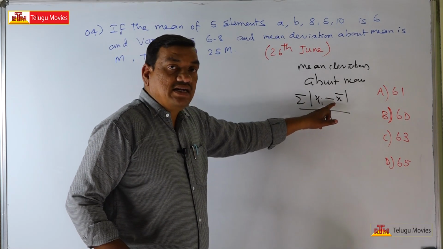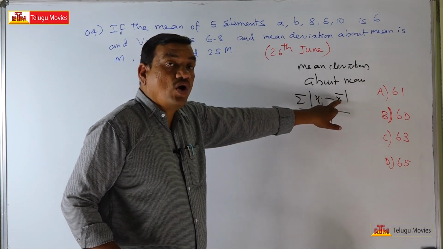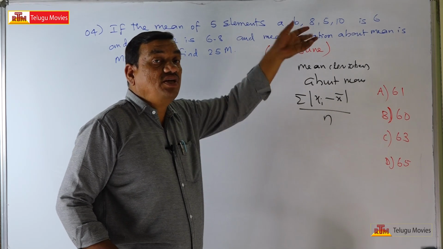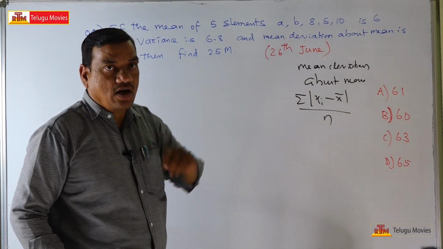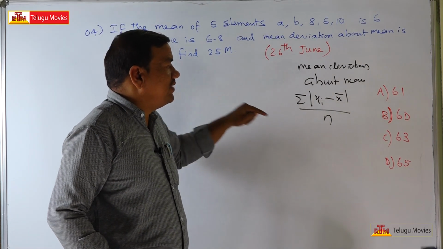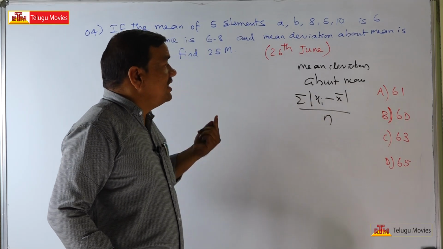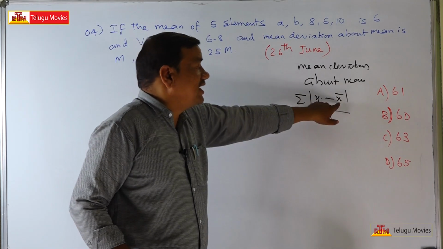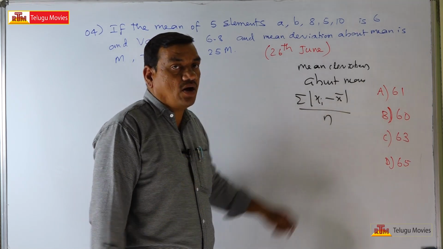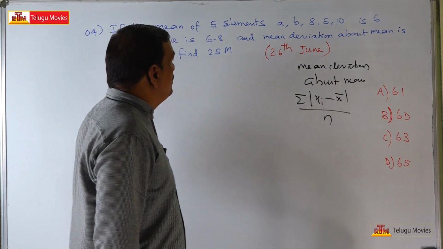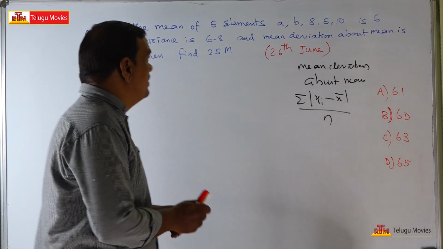Sigma (xi minus x bar) by m. First of all, you have to find out the mean of the given data. Mean deviation about mean means sigma |xi minus x bar|. If it is mean deviation about median, here you will write down the median of the data. So on the whole, if I find out the mean of the data, the problem is over.